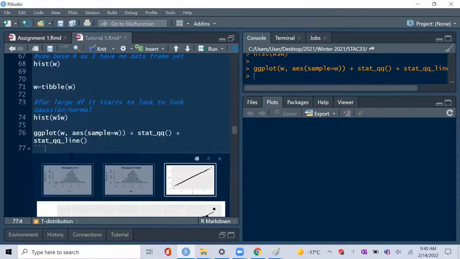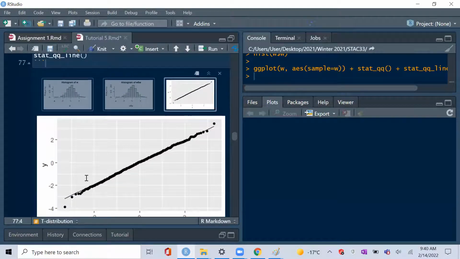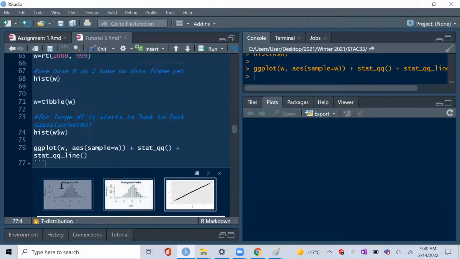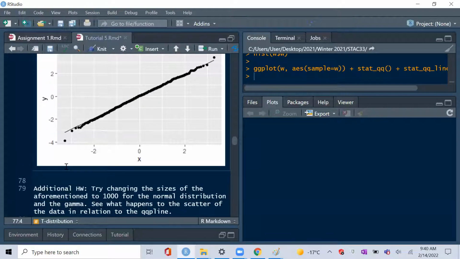Does anyone know why it looks like this? What happened here? This is actually a good exercise. What happened here for large samples? You see that it actually looks pretty good at large samples. I made an error here. Anyone know what happened? It actually looks pretty normal for large samples, right, but not for small ones. Anyone know why? It truly looks normal for large samples. How come?